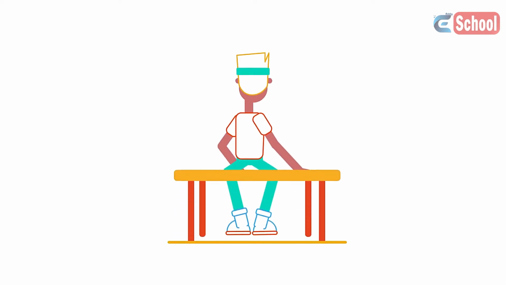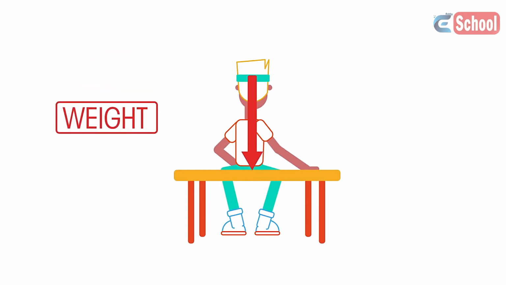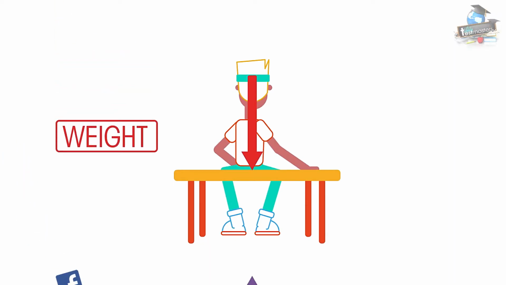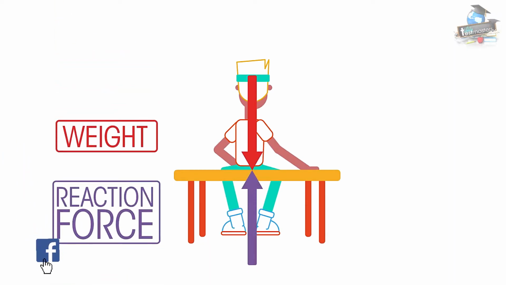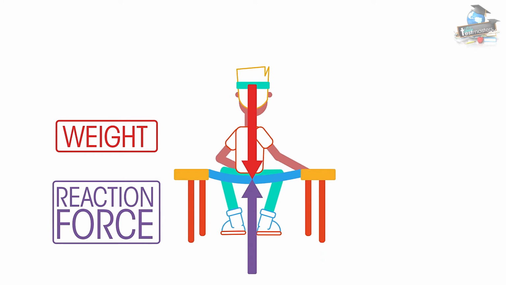Think about someone sitting on a chair. Most will spot the downward force of weight, but will not consider the force of the chair on the person. It's easier to see this reaction force if she sits on a trampoline instead.